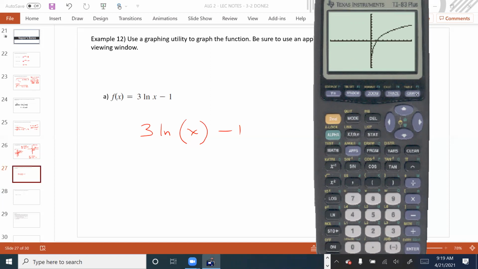Okay, what do we expect to see? We should expect to see it still coming off of the y-axis, right? Because of the just ln of x. We should see it going up 3 times faster, so not as flat, but 3 times faster. And then we should expect it to be shifted down just a little bit here.